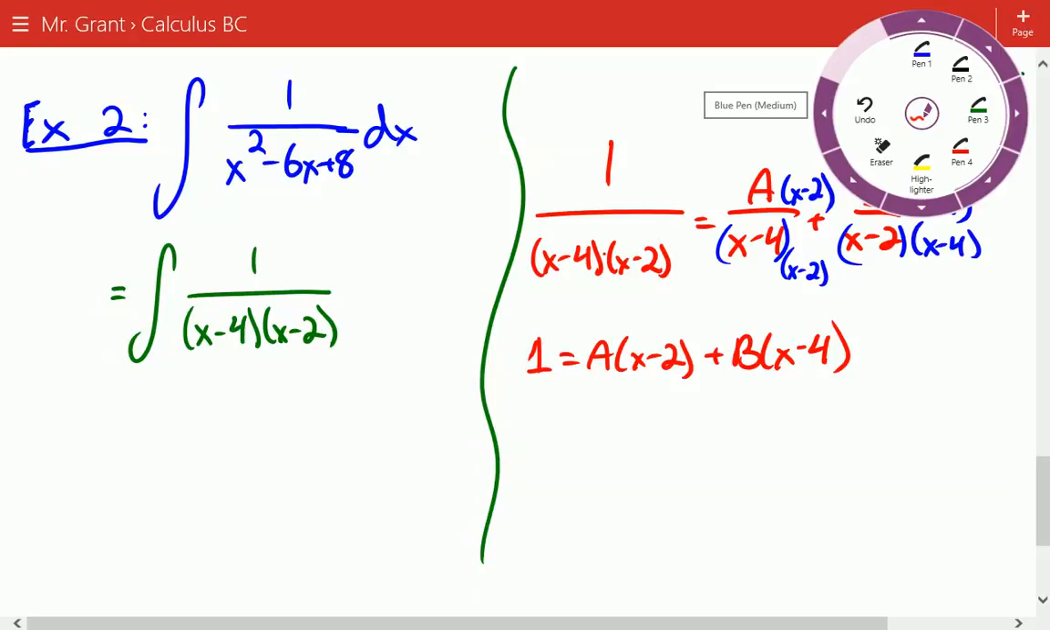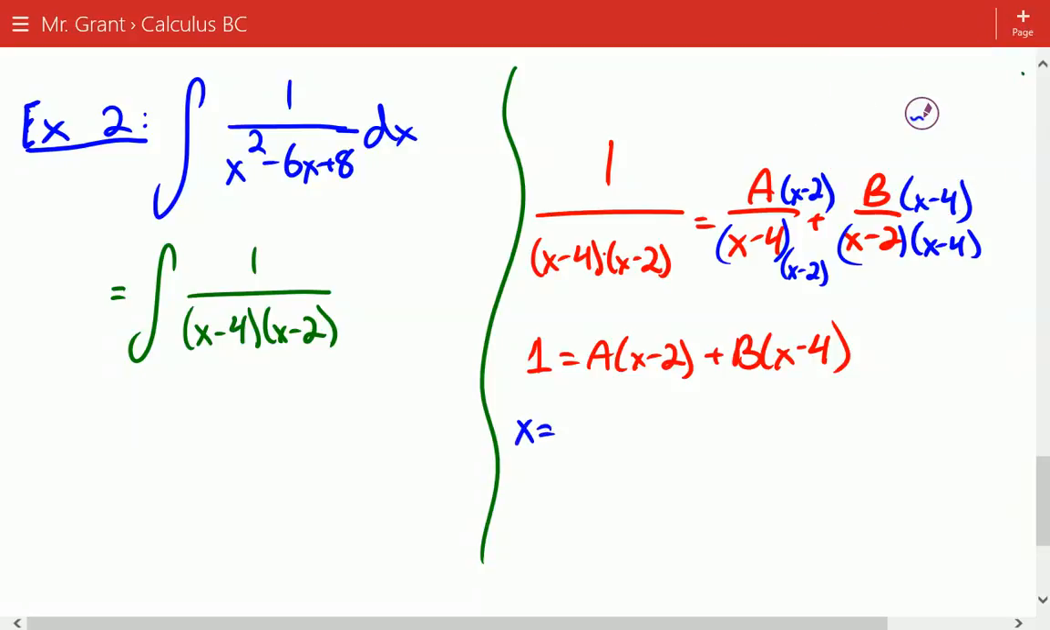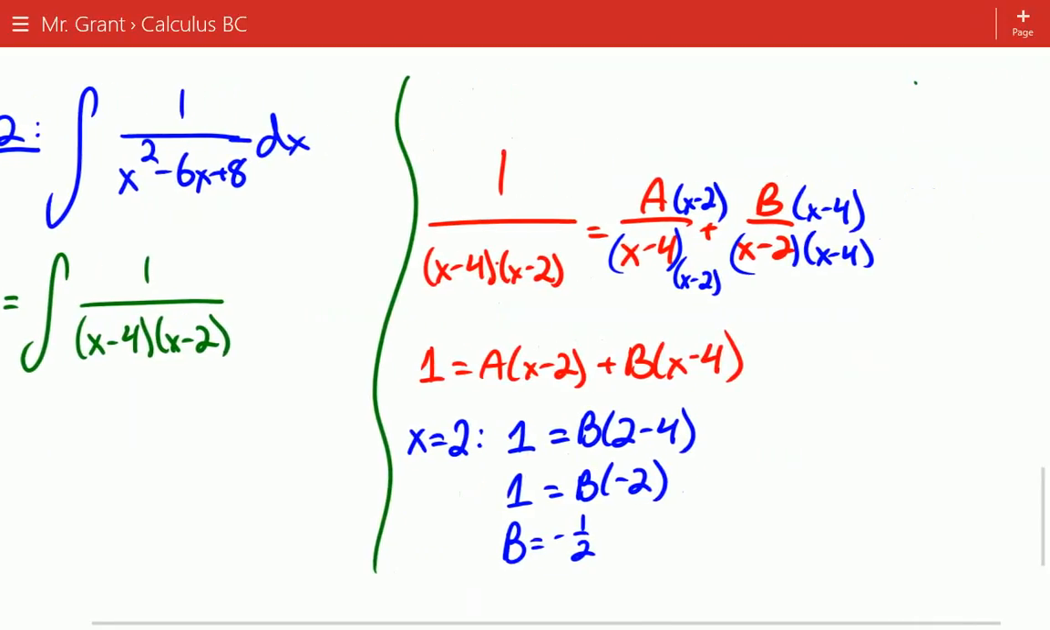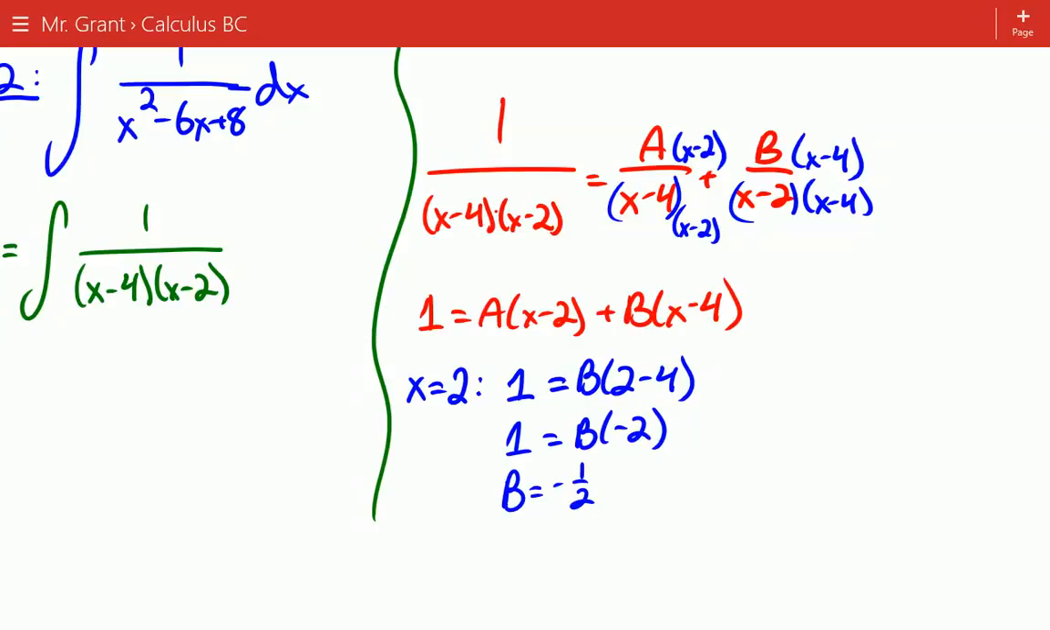Let's choose appropriate values of x. The first one to make the a's cancel out or go to 0 would be x equals 2. And that tells us 1 equals, we can see that the a's go away, b times 2 minus 4. So 1 equals b times negative 2, which tells us that if we divide by negative 2, b equals negative 1/2. We're like, that's not really looking great, a fraction within a fraction, but we'll come back to it, not too bad.